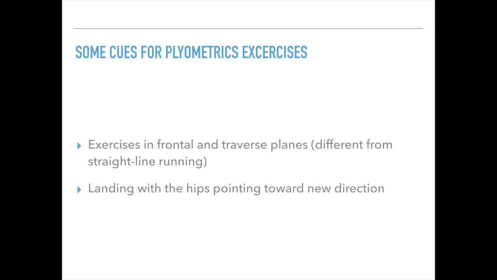There are two important cues that can help to program specific plyometric exercises for COD. COD movement develops mainly in the frontal and transverse planes. This is different from straight line running, so exercises should involve these planes. Using countermovement jumps or drop jumps, athletes should land with the hips pointing toward the new direction.